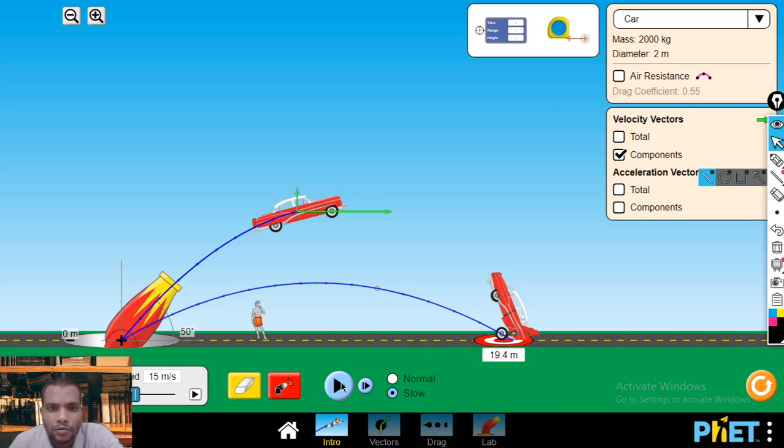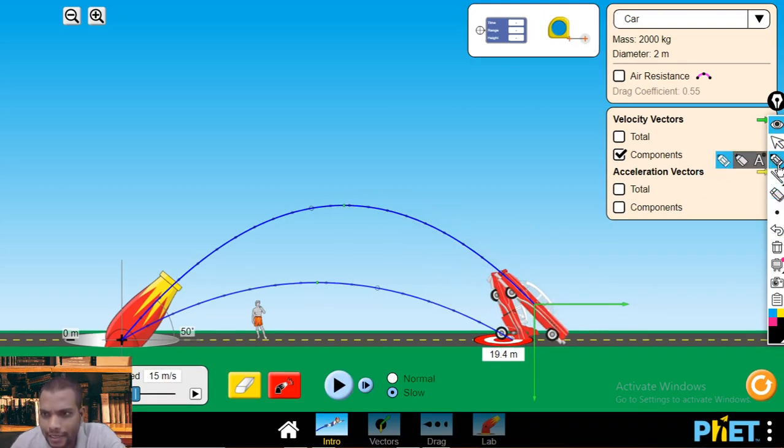And at the top of the trajectory, the vertical component of velocity is equal to 0. Now we derive the equation of trajectory, the time of flight and the horizontal range. This trajectory is known as a parabola.